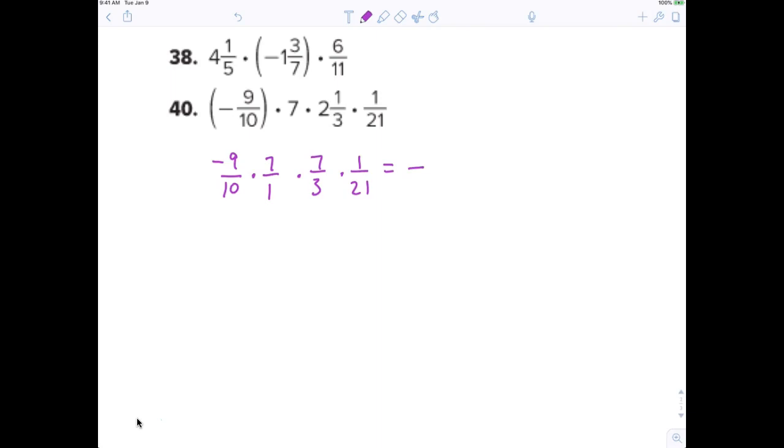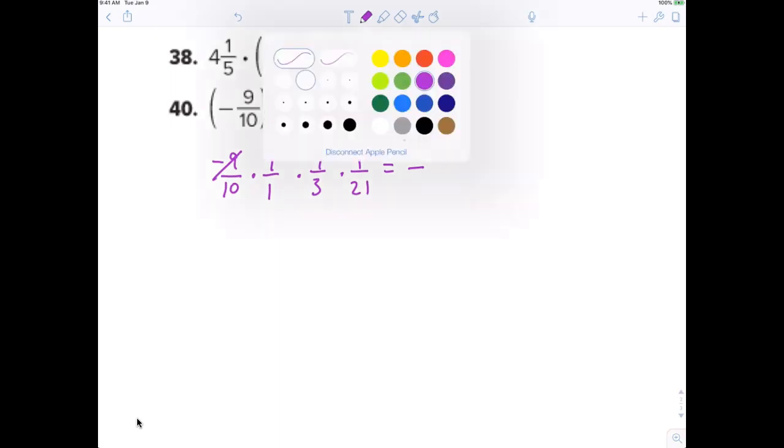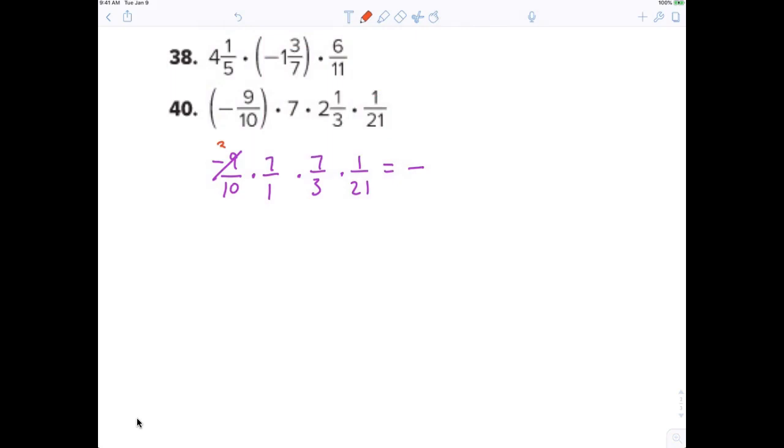Now, what can I reduce with the 9? The 3, right? So this 9 crosses out, and it becomes a 3. And then the 3 crosses out and becomes a 1. Now, what can I reduce with the 3?